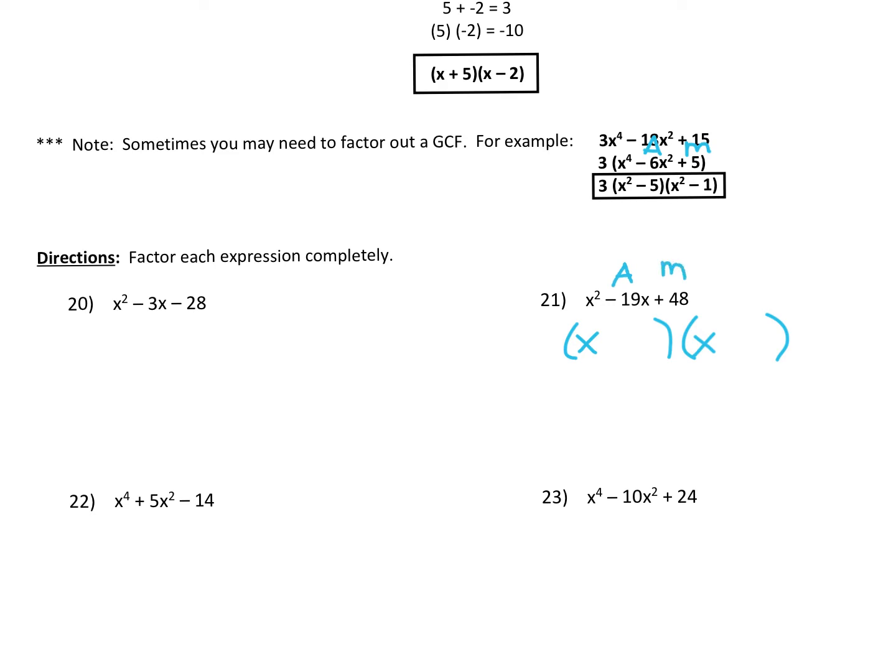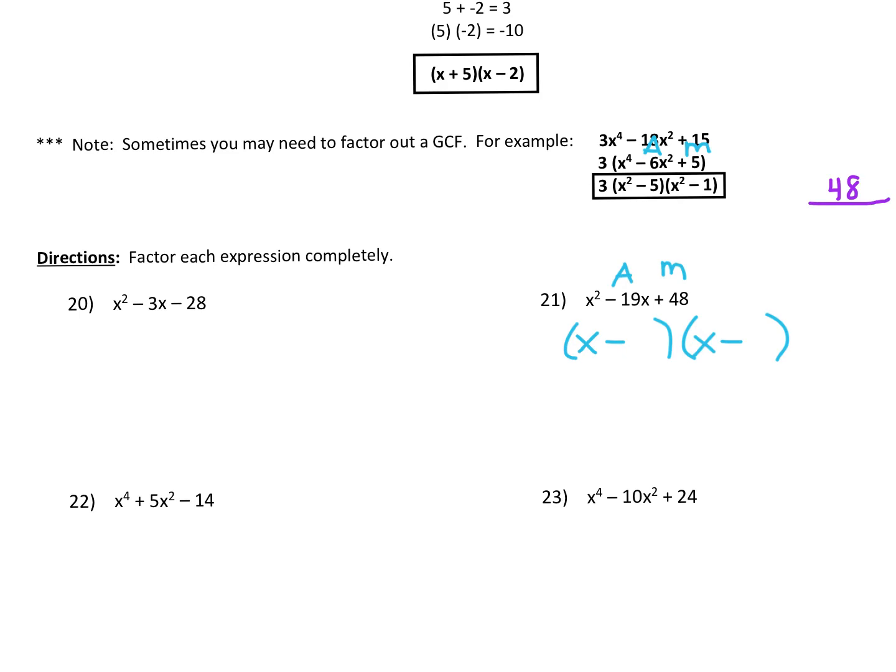Now, we know that if they multiply to a positive, they have the same sign. So it's either going to be plus, plus, or minus, minus. But if they add to a negative, well, then they both have to be negative. So I'm going to put my negatives in here. Okay, now it's up to you. There's a couple ways you can do this. What you could do is you could list out all the factors of 48, right? So if you want to make a list over on the side here, 48.